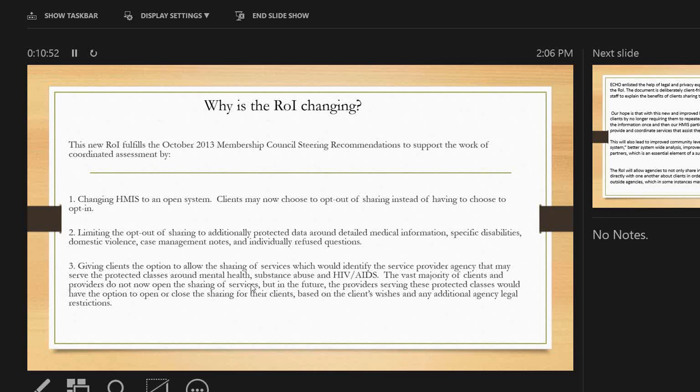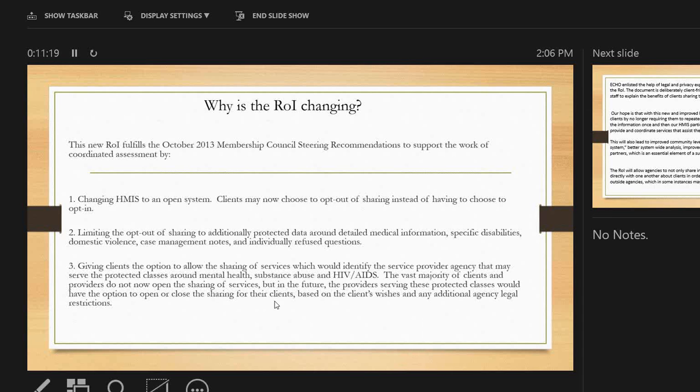It limits the opt-out of sharing to additionally protected data around detailed medical information, specific disabilities, domestic violence experiences, case management notes, and individually refused questions. So there are still some categories that clients can lock off or share as a group, but other than that, clients will have the option of refusing to answer or share specific questions instead of whole groups of data.